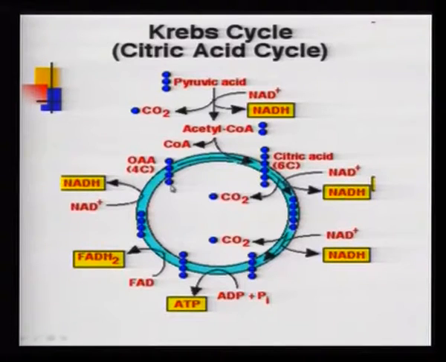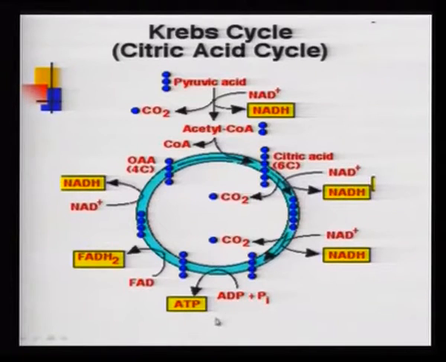A 4-carbon oxaloacetate accepts a 2-carbon acetyl CoA and produces a 6-carbon citric acid. This citric acid, at 2 different steps, loses 1 carbon each and produces a 4-carbon compound. We call it succinyl CoA. In the process of this conversion of citric acid to succinyl CoA, it loses 2 carbons and hydrogen at 2 different places. That is why we call it a stepwise reaction.